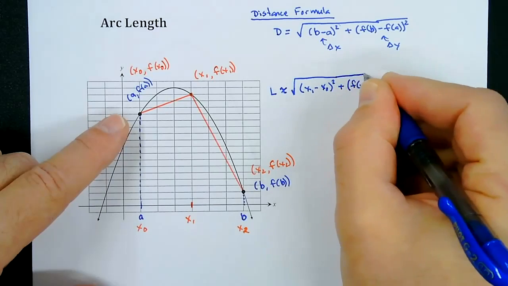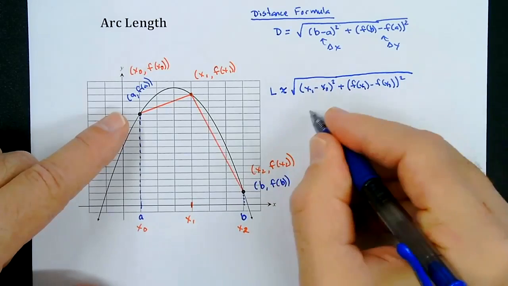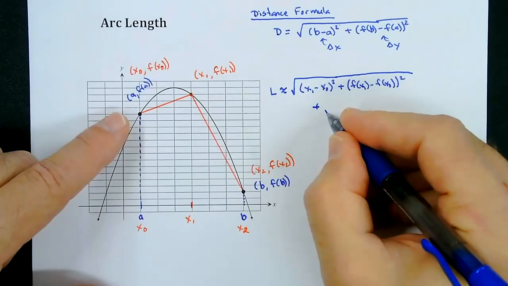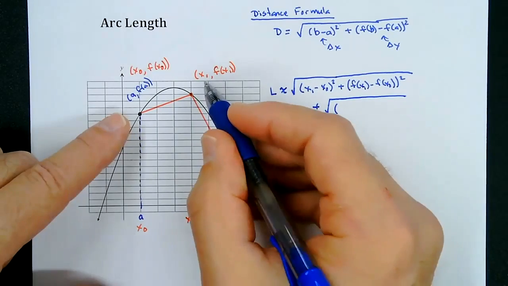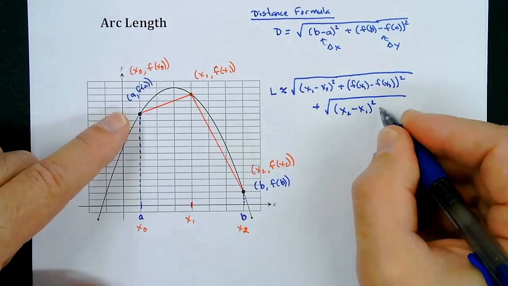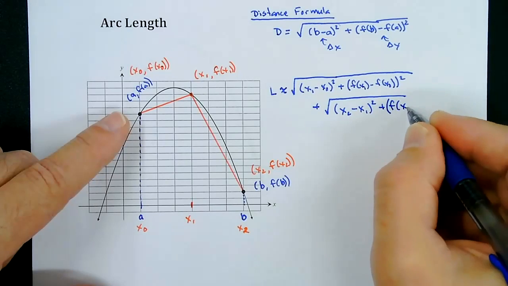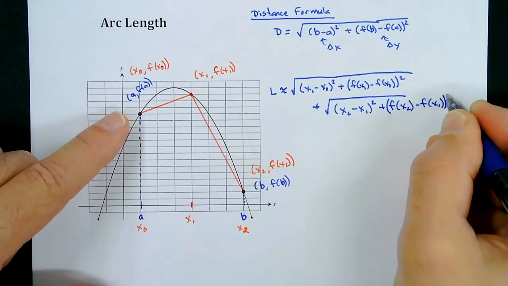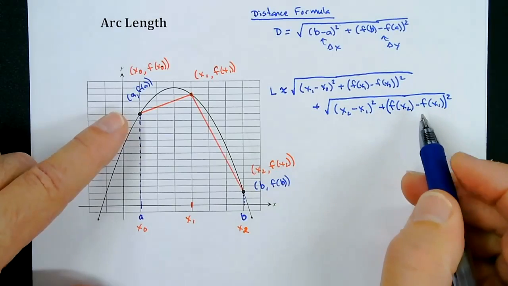I'm going to extend my square root, and then I'm going to run out of room here, so I'm just going to come down, and I need to add to this then this length, right? And so that length would look like this, the square root of x sub 2 minus x sub 1 and square that, and then plus, parentheses, f of x sub 2 minus f of x sub 1, and then we'd want to square that. And this is the difference in our x's, and this is the difference in our y's.